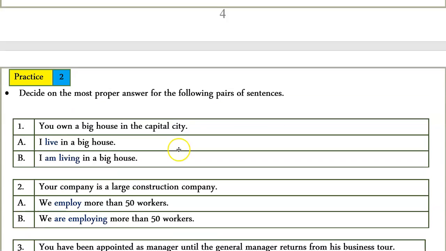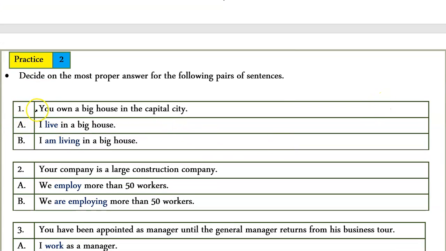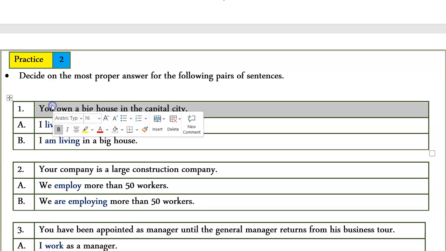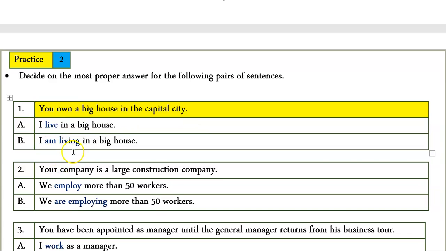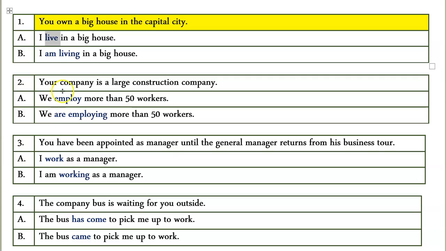Now this is an exercise. I would like you to always examine the first sentence, because this one is going to give you meaning of the sentences to come. You own a big house in the capital city. So do you say I live in a big house or I'm living? Is this something repeated or temporary? You own a big house, so it's repeated, permanent, regular. That should be the present simple.